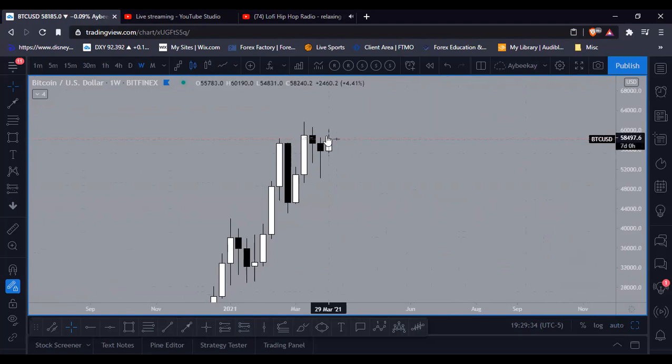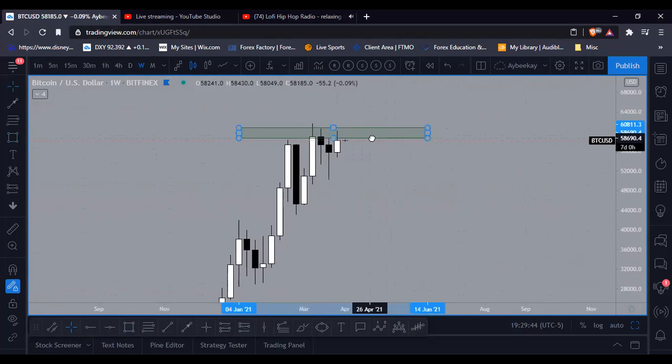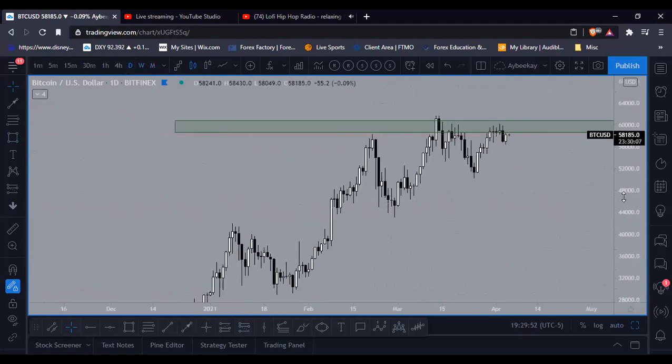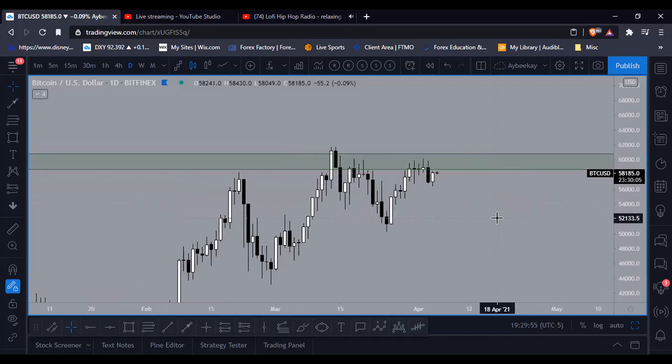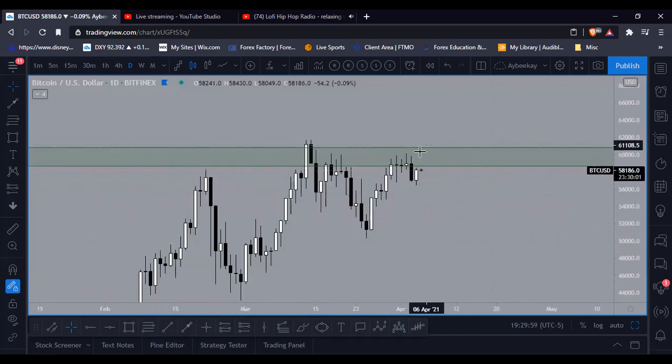Weekly time frame, not really a telling candle. This looks like it wants to go bullish. This is just the resistance. I could call this a supply zone because price is rejecting off of it while I'm trying to make higher highs. Price is rejecting off of that. But honestly speaking, guys, I kind of do see that this could possibly go bullish.